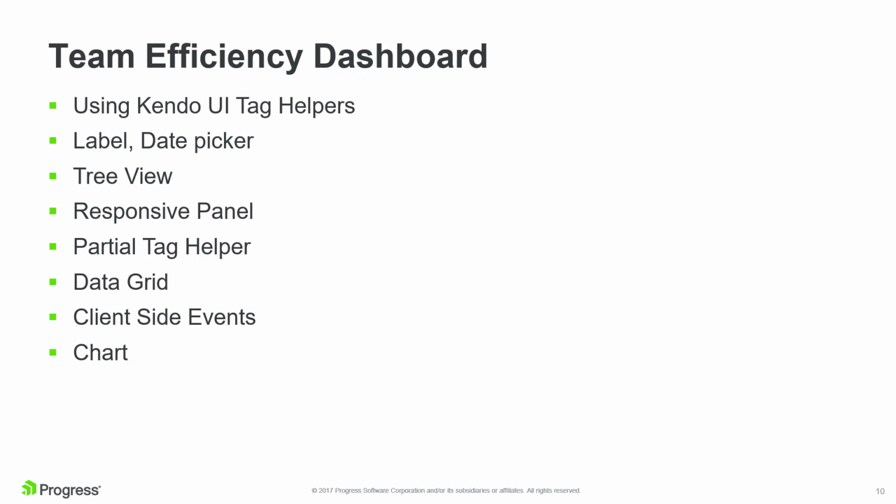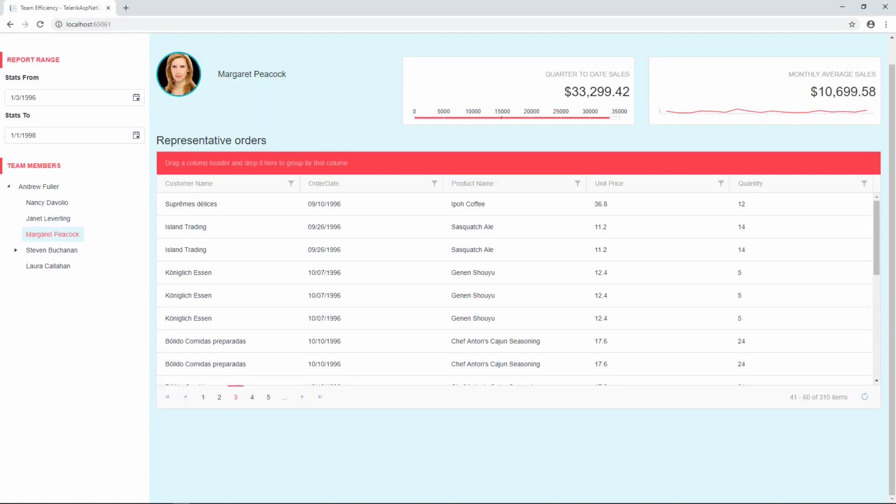Now, that library is powered by Kendo UI, and it has powerful tag helpers like the date picker, tree view, responsive panel, and data grid. And we're going to wire all these things up with just a little bit of client-side JavaScript code and make this nice, responsive application that you see here.